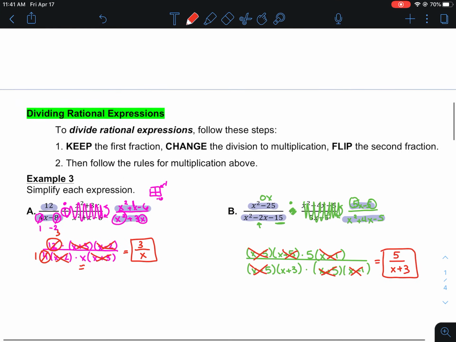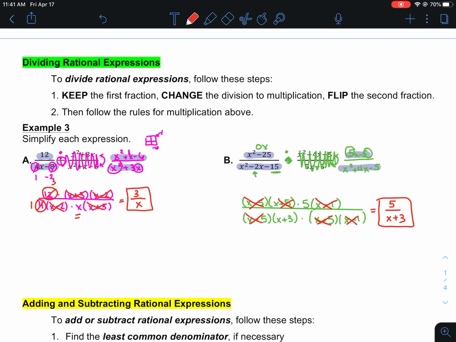Okay, so again, dividing is very similar to multiplying, only you need to flip that second fraction.